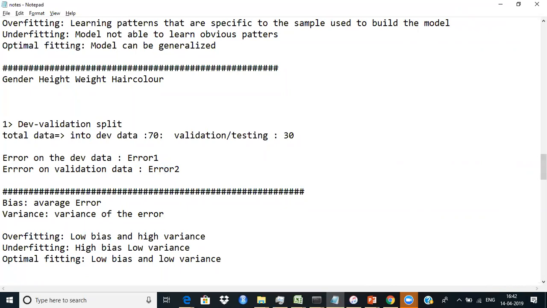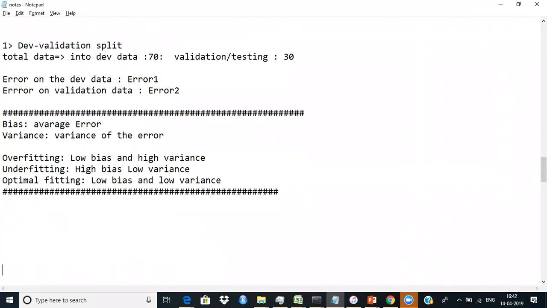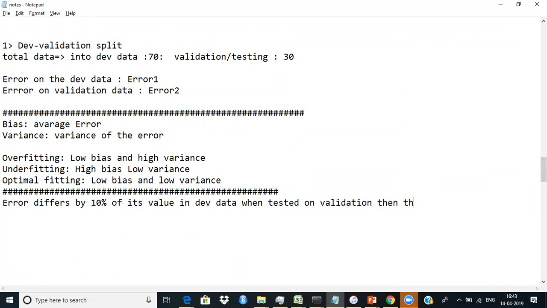Now, instead of calculating all of the error, bias and variance, what people often do is use a thumb rule. What is that thumb rule? The thumb rule says that if your error differs by 10% of its value in development data when tested on validation, then there is a problem.